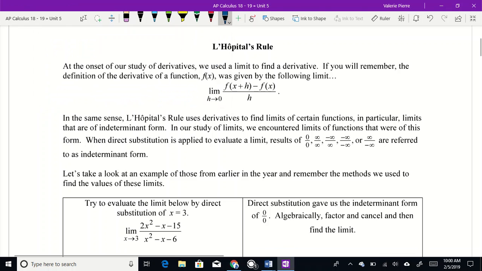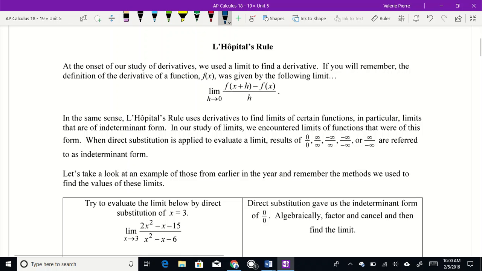Okay, page 433 to 436, Unit 5, L'Hopital's rule. You might be tempted to call it L'Hospital's rule, but it is not. There is no S between the O and the P. It is L'Hopital's rule.